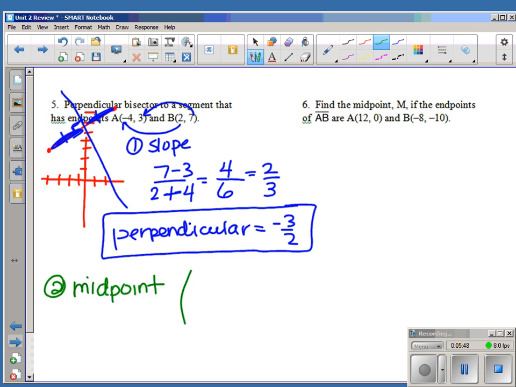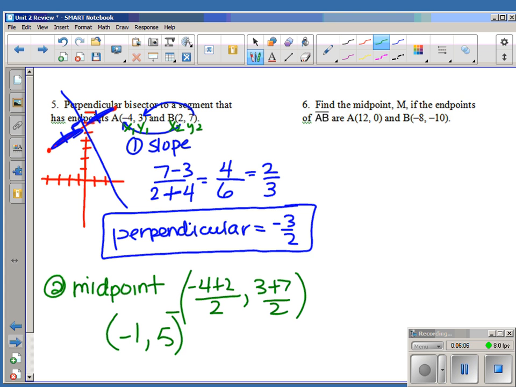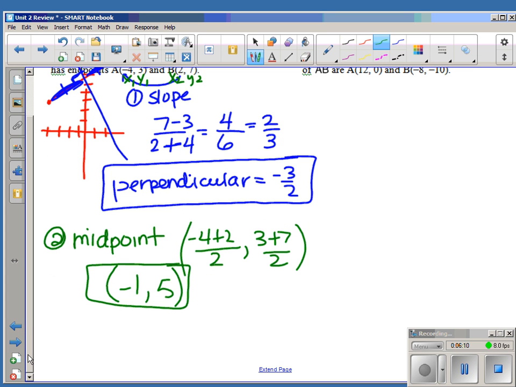Again, add your x's, so negative 4 plus 2 are both my x coordinates, and you can write x1, y1, x2, y2 if that helps. Divided by 2, and 3 plus 7 divided by 2. So my midpoint is negative 2 over 2, which is negative 1, and 10 over 2 is 5. There's my thing. So my 2 box things is the only thing I need to write an equation.